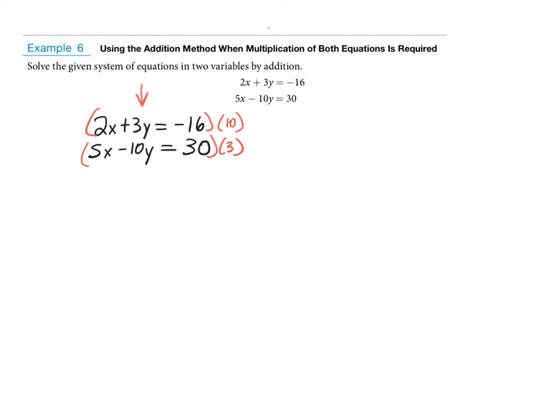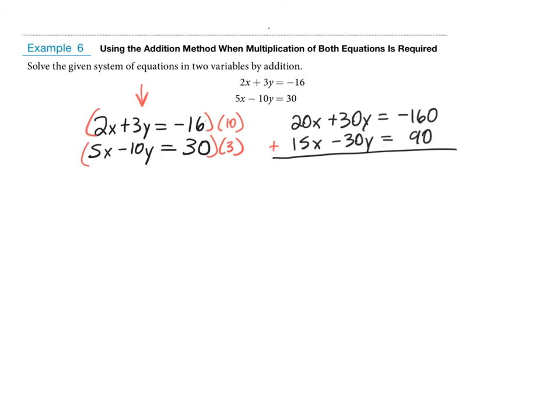And that will give us 20x plus 30y equals -160. And it will give us 15x minus 30y, those will add out to 0 here in a second, equals 90. So we add those two equations together just like we did in the previous problem. That's going to give us 35x. The y's go to 0. 30 minus 30 is 0. Equals -70. So x is equal to -2.